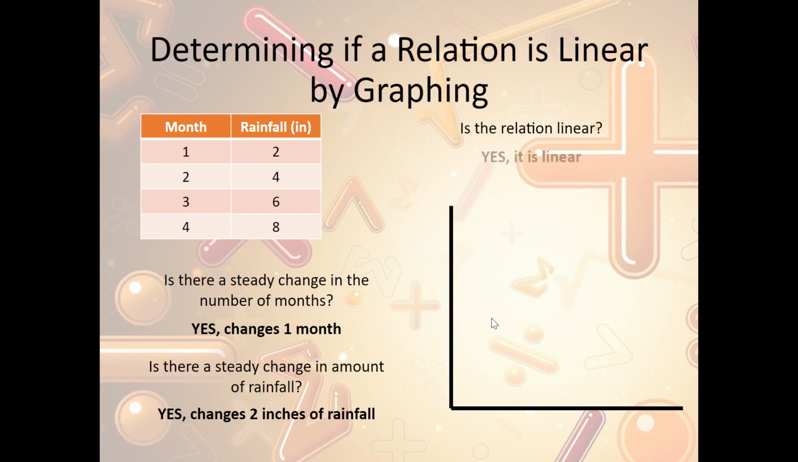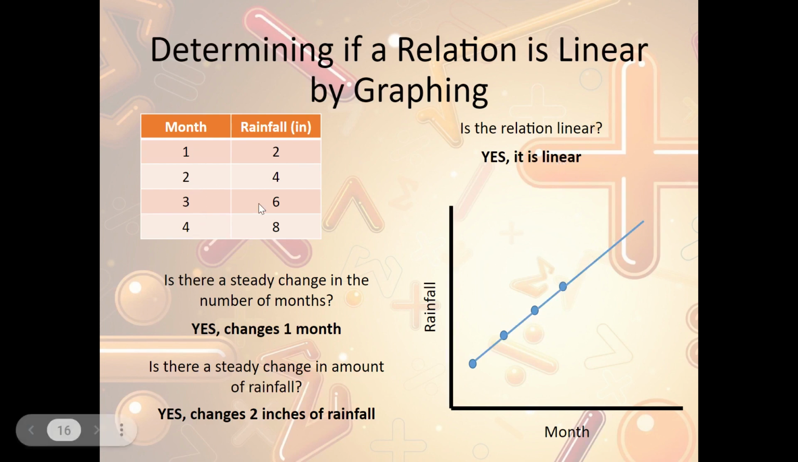Therefore, if we were to plot these points, it would look like this. And therefore, we can see it does form a straight line. And yes, it is linear because we have a consistent change of addition and a consistent change of addition.